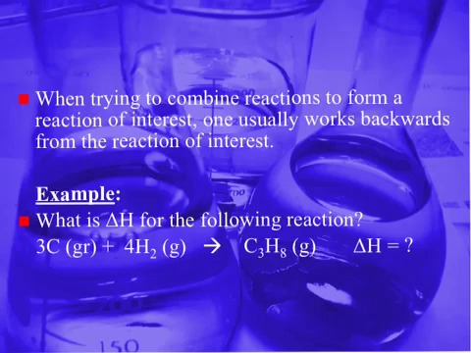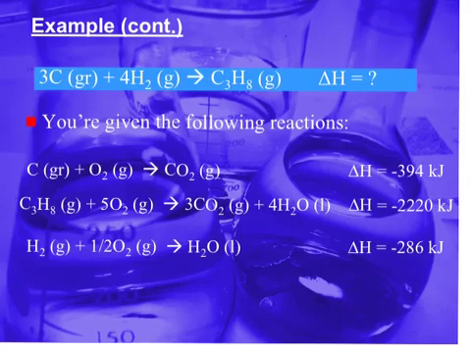The key here is that we want to work backwards from the reaction of interest. So here our example is 3 moles of carbon reacting with 4 moles of hydrogen gas to produce 1 mole of propane. And we want to find the molar enthalpy of formation. To find it, we're given 3 different reactions. We have the reaction of carbon with oxygen to yield carbon dioxide. We have the reaction of propane with oxygen to produce carbon dioxide and water. And lastly, hydrogen reacting with oxygen to produce water.